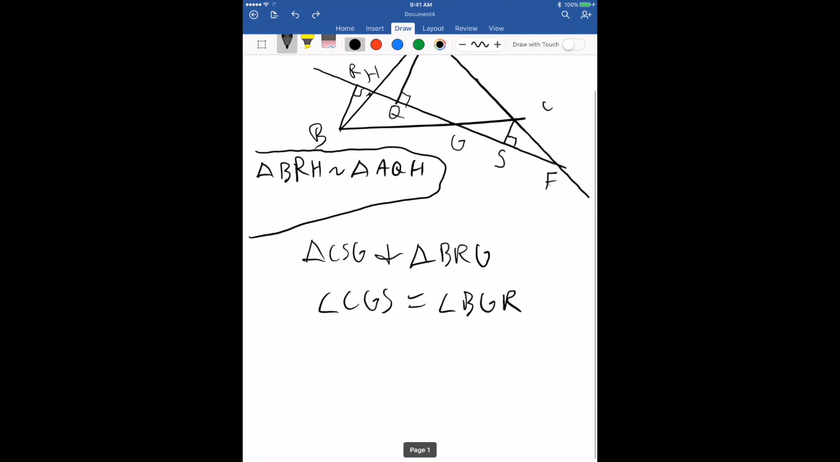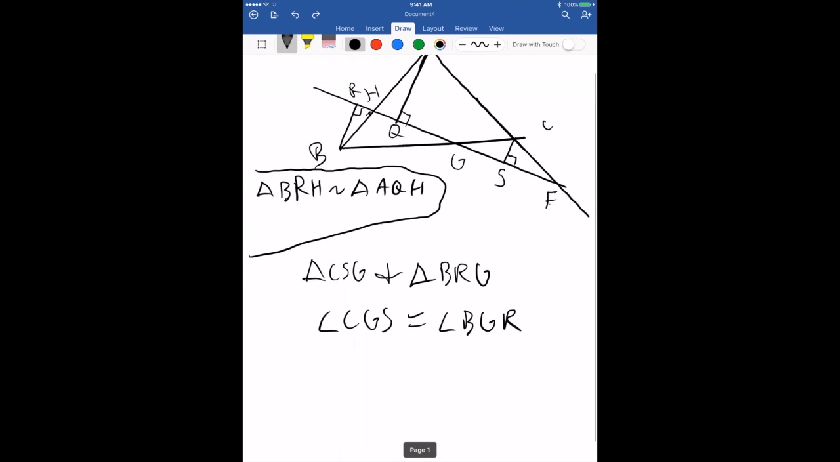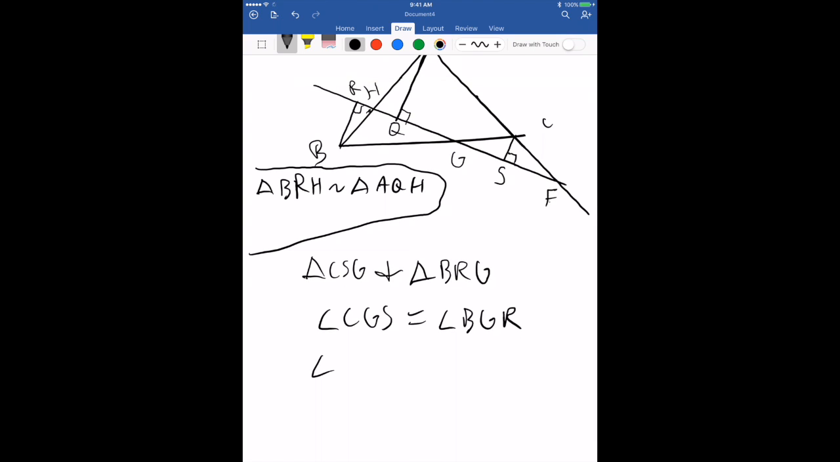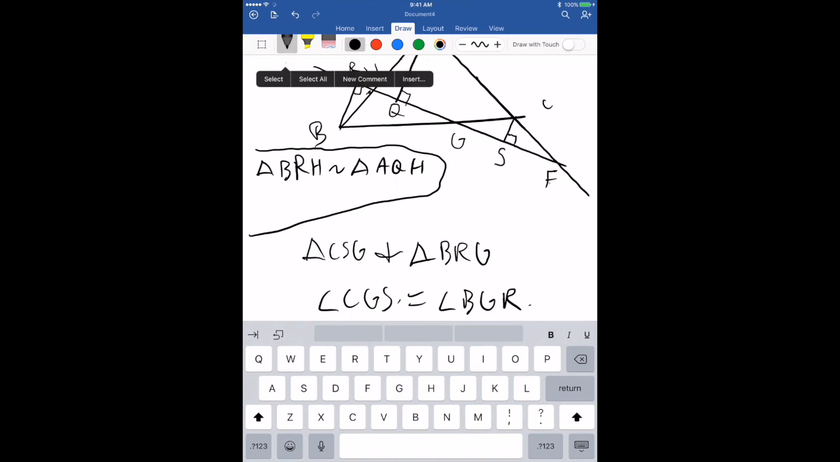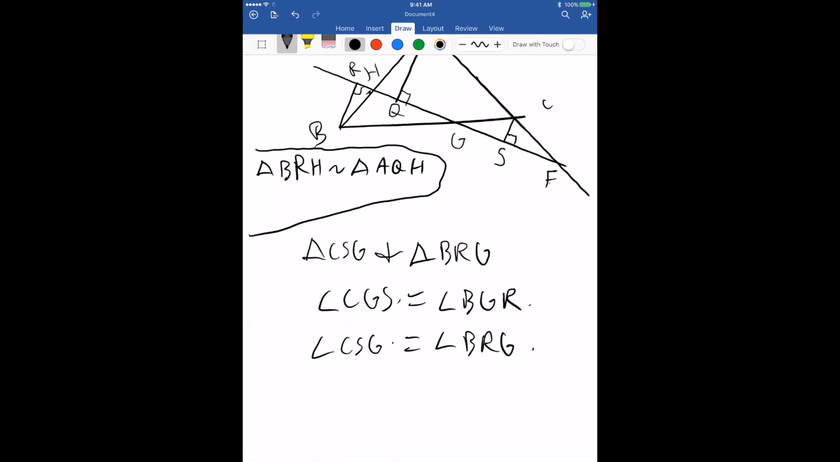Now the next thing we notice is angle CSG. Well, that's pretty obvious because angle CSG and angle BRG are both right angles, and right angles are all equal. So we have two equal angles here. Therefore, we've shown once again that two angles in each triangle are equal. By the AA similarity criterion, triangle CSG is similar to triangle BRG.